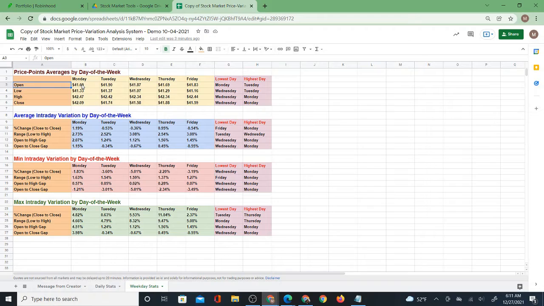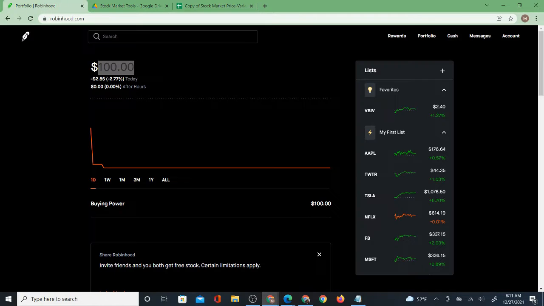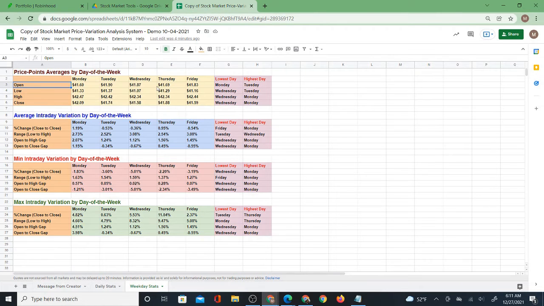The reason why I'm focusing on the open price is because I can program the trade, or program the stock to be bought at the open with very little effort, and then I can program it to sell at the open as well. So we see that the lowest day is Monday, the highest day is Tuesday.